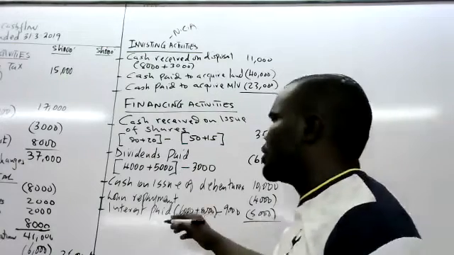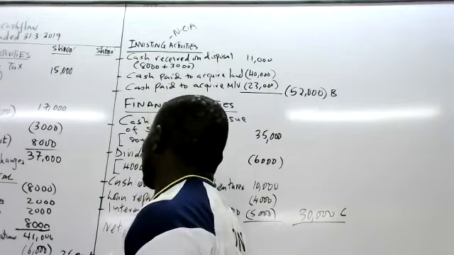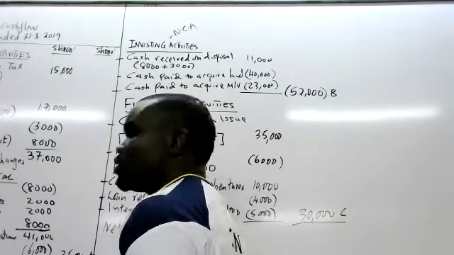A good net cash flow. Net cash flow, you check A plus B plus C.